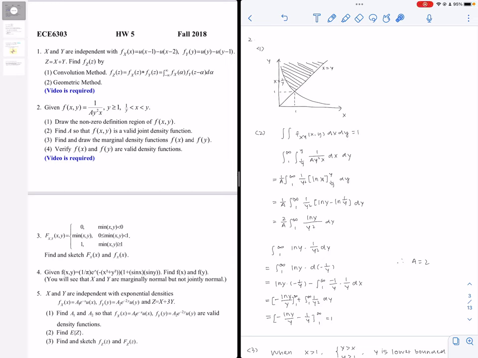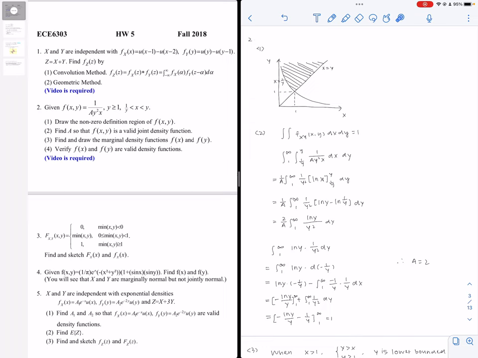In question 2, we're given the joint density function of x and y, which is 1 over a times y squared times x, when y is no less than 1, and x is between 1 over y and y exclusive. And firstly, we're asked to draw the non-zero definition region of this density function.